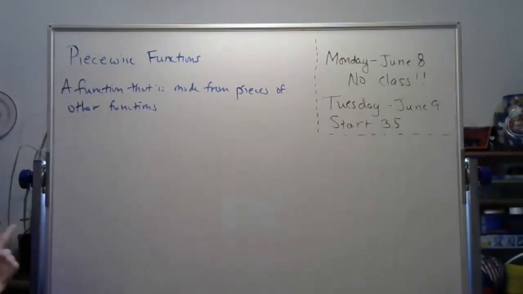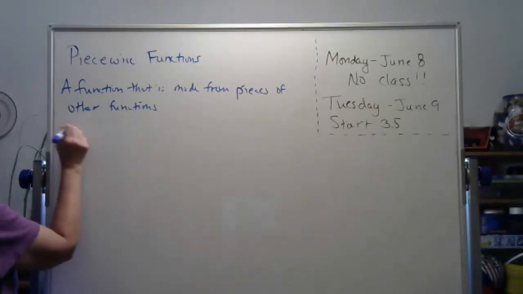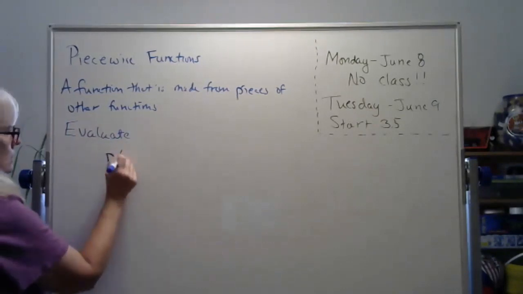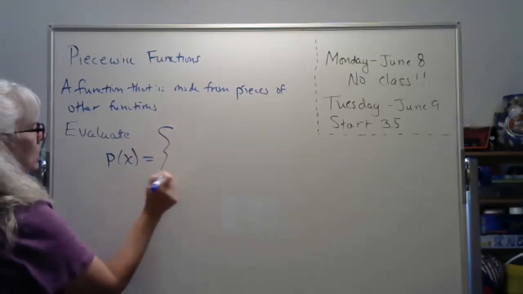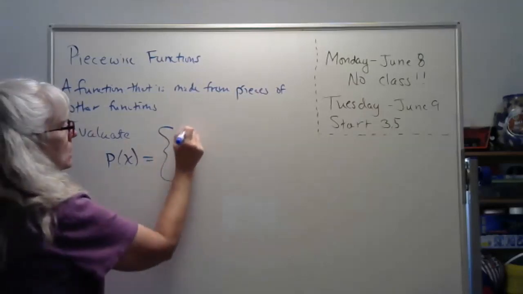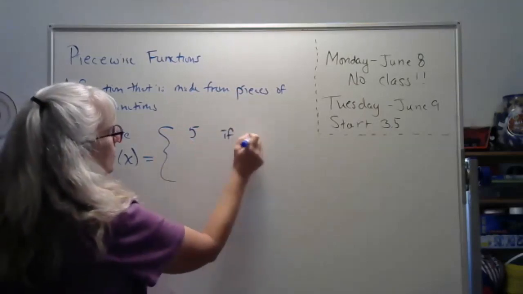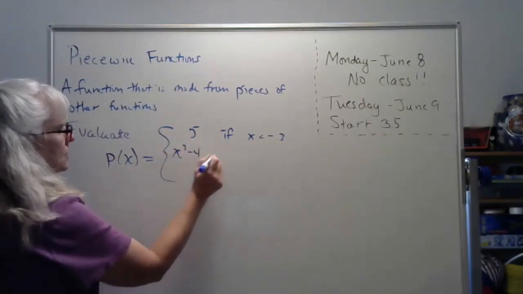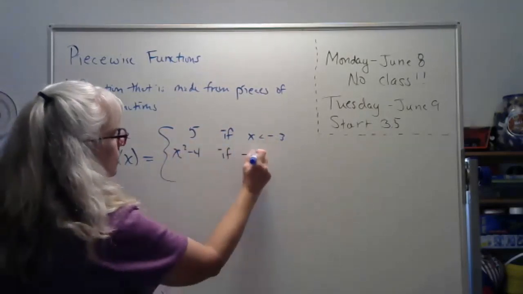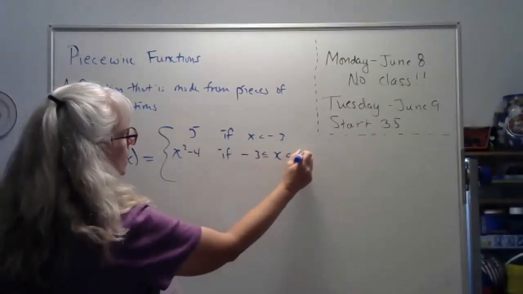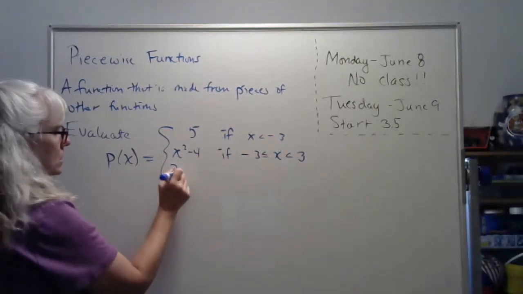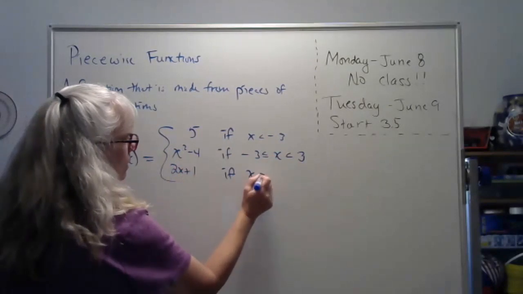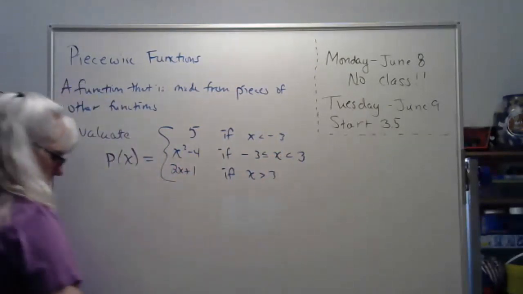So we're going to start off kind of gentle. So we want to evaluate the following function. So we're going to do P of X is equal to, and I'm going to use 3 lines on this piecewise function. It's going to be equal to 5, and that's if X is less than or equal to negative 3. It's going to be equal to X squared minus 4 if negative 3 is less than or equal to X is less than a positive 3. And then it's going to be equal to 2X plus 1 if X is greater than 3. Okay, so that's our piecewise function.